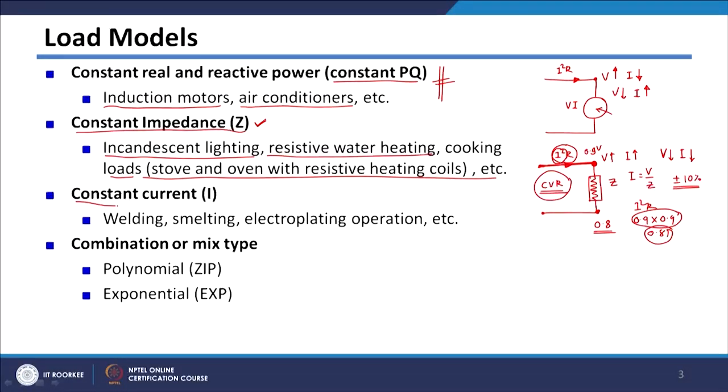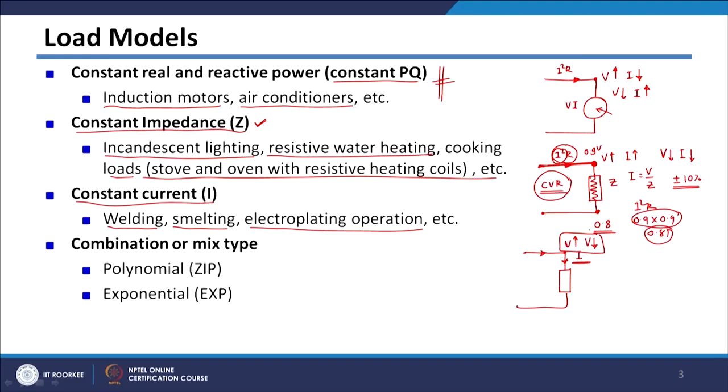Then the third type of load is called constant current load. With constant current load, whatever the voltage across your device, your current will remain constant and is not going to change. So even if the voltage at this load increases or decreases, your current remains constant. So, losses will not change in this type of load. Examples of this kind of load are welding, smelting or electroplating operations. Basically, they require constant current. So, even though the voltage is low or high at that particular end, your current remains constant.